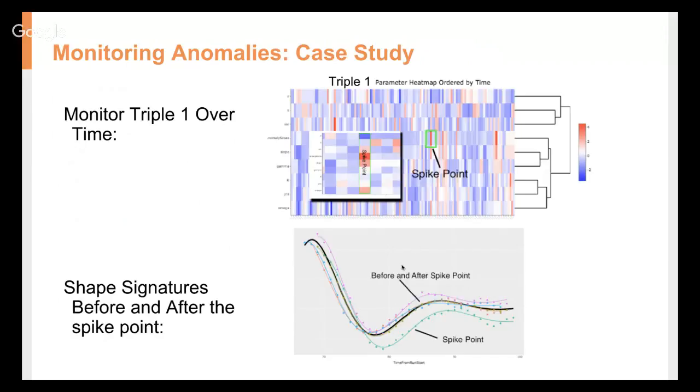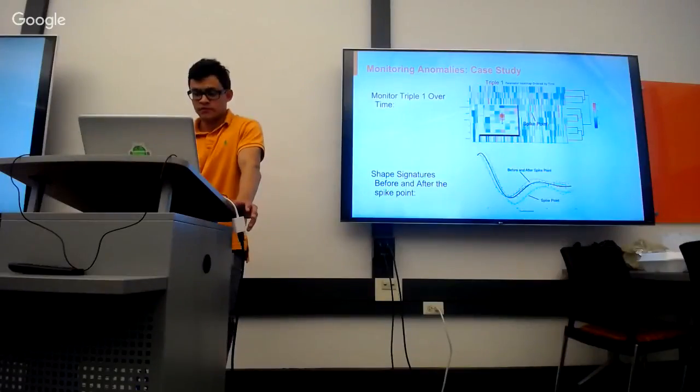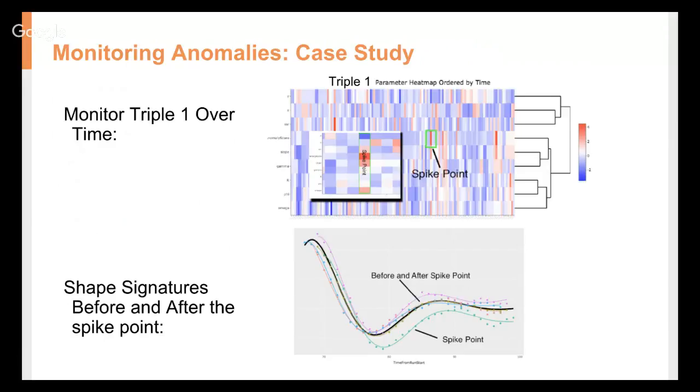So if we zoom in on that spike point, and we look at how the shape signatures are behaving during the spike point, we see that this one here, which visually looks different, is the one that received that high anomaly score. So essentially this is just saying that the anomaly score does a good job of detecting something, which you would expect by construction. But it's just showing how you can monitor it over time with heat maps.